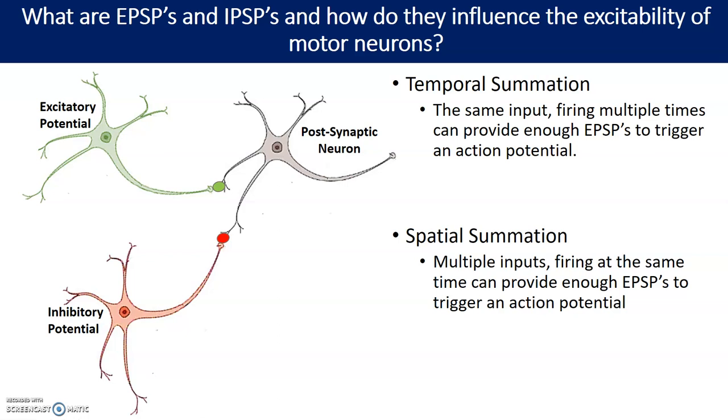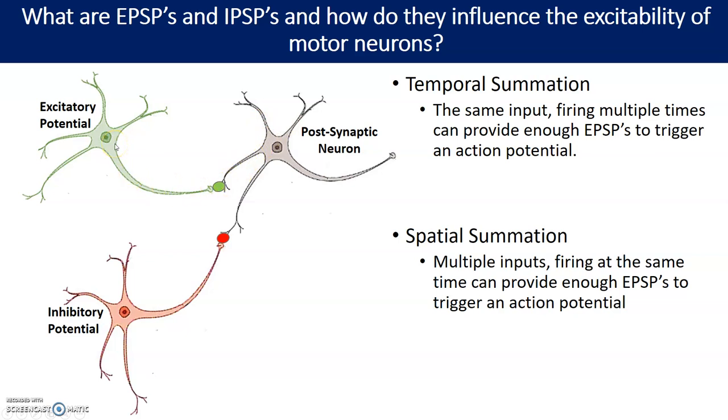Now, these EPSPs and IPSPs can influence a postsynaptic neuron in multiple ways. This postsynaptic neuron isn't just getting one signal from this EPSP and one signal from this IPSP. In reality, this postsynaptic neuron is going to have multiple nerves, axons, converging onto its dendrites, signaling either to generate an action potential or not. We have multiple sources of peer pressure here.